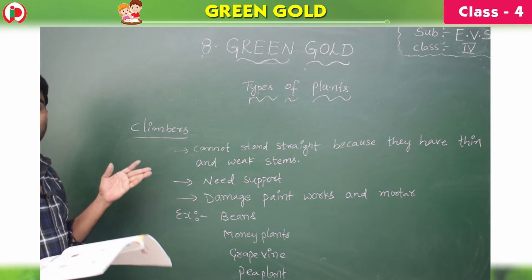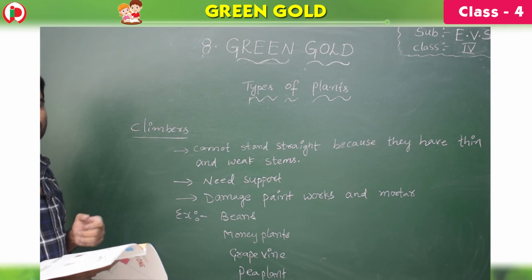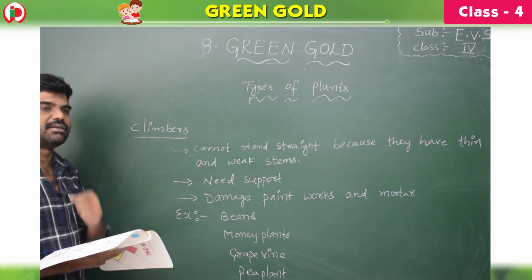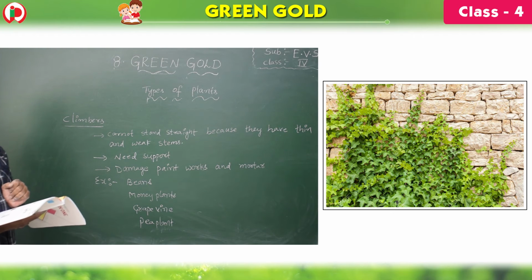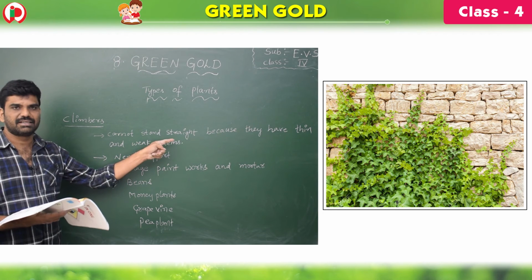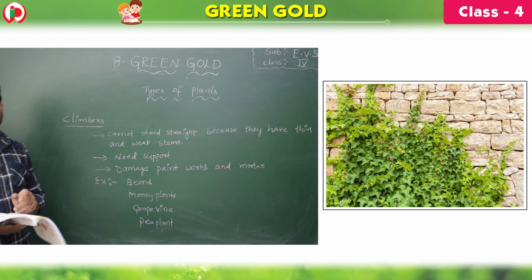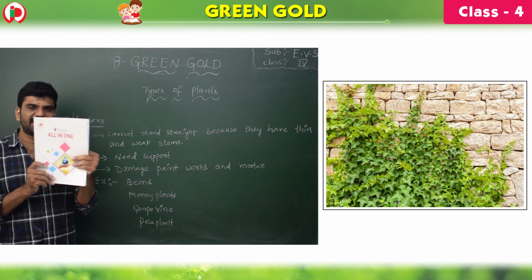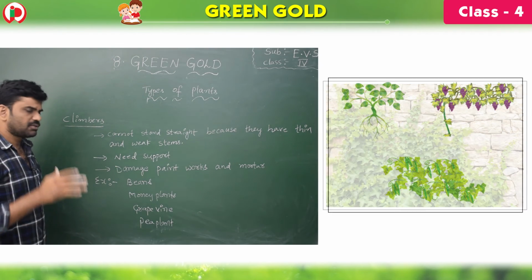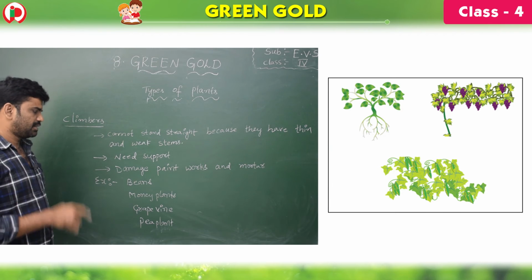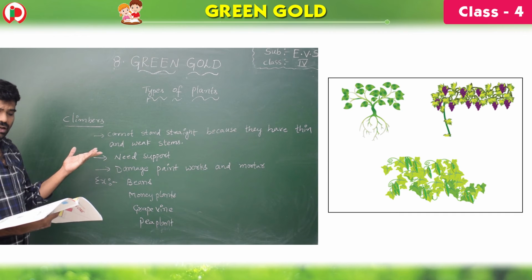Children, we have learnt herbs, shrubs. Now it is climbers, children. In this word only the meaning is there. If you observe, some plants climb on the walls, children. Actually, they cannot stand straight because they have thin and weak stems. So these plants cannot stand straight. Because of the weak and thin stem, they will fall like this. So they need support in order to stand straight.